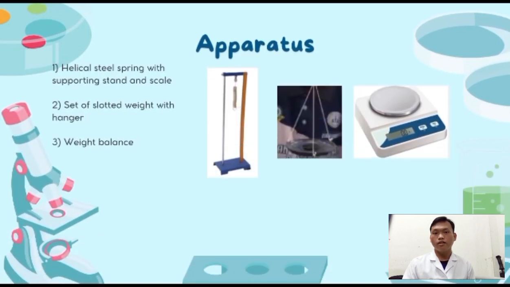And as we can see here, there is the apparatus. The first thing is a helical steel spring with supporting stand and scale. The second one is a set of slotted weights with hanger. And the last apparatus is a weight balance.